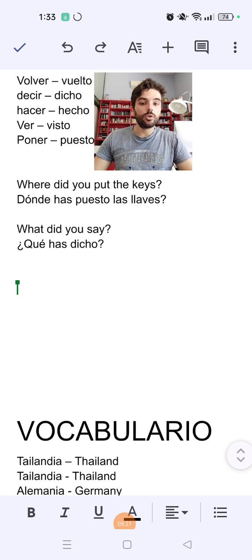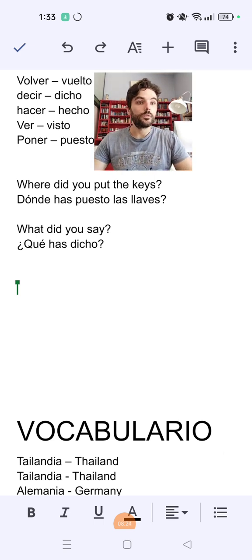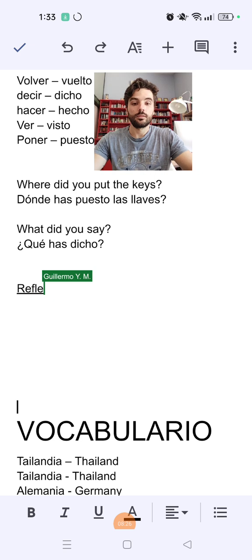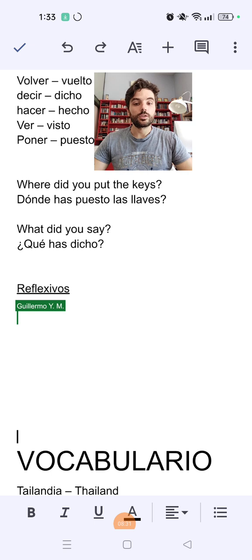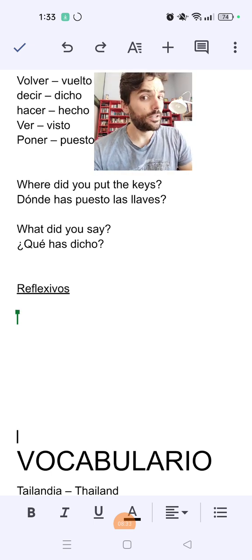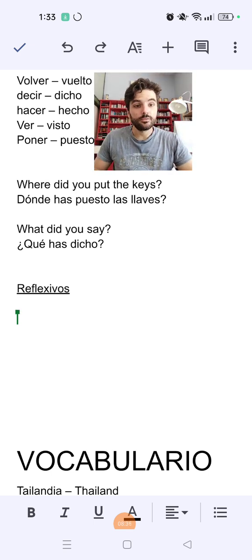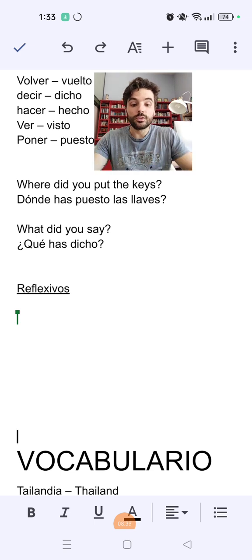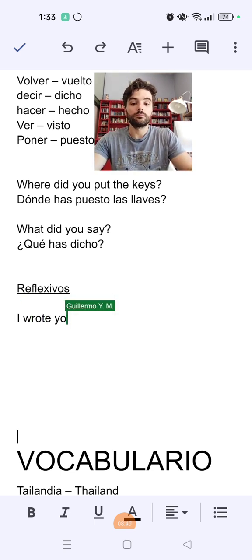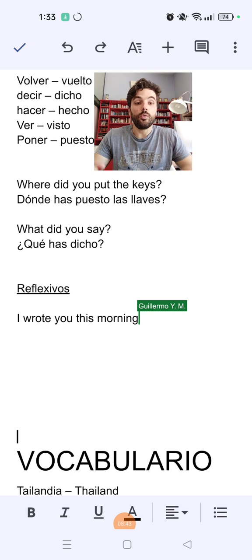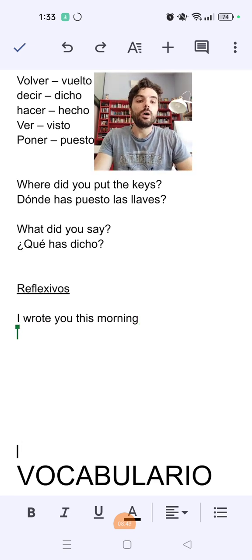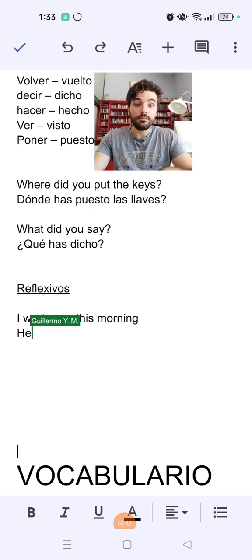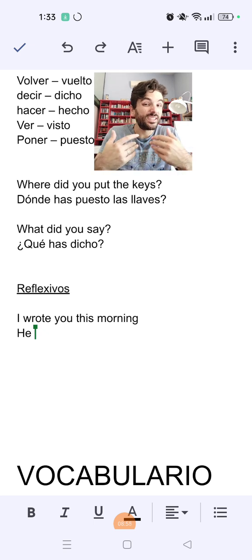And now let's go to reflexivos. So again, just like a normal verb, it just has a pronoun. For example, I wrote you this morning. We know that this morning means present perfect in Spanish. So how would it be? I, in this case, right? Because I have written you this morning.